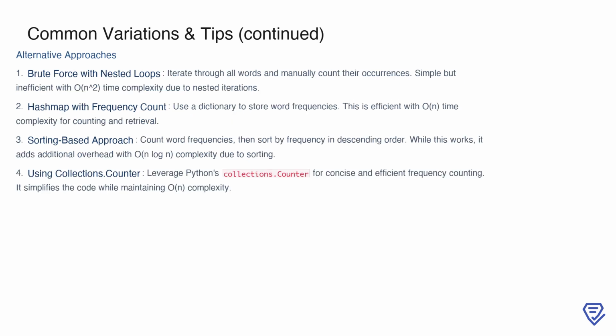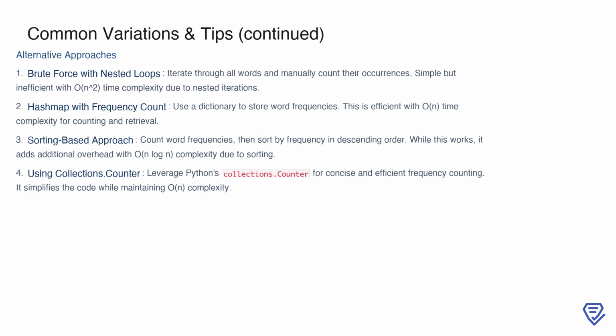There are several approaches to solving this problem, each with its own trade-offs. A brute force approach involves using nested loops to manually count the occurrences of each word. While this method is straightforward, it's inefficient, with a time complexity of O(n²), due to the repeated iterations. A more efficient option is to use a hash map to count word frequencies. This approach has a time complexity of O(n) and allows for quick lookups and updates.